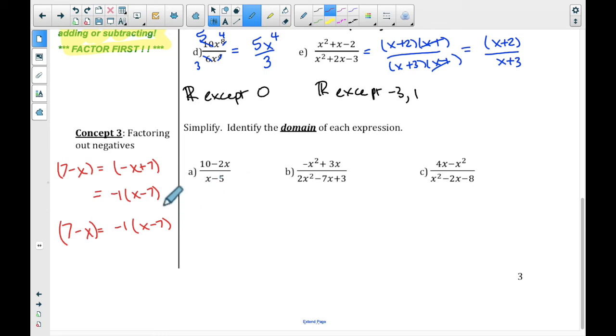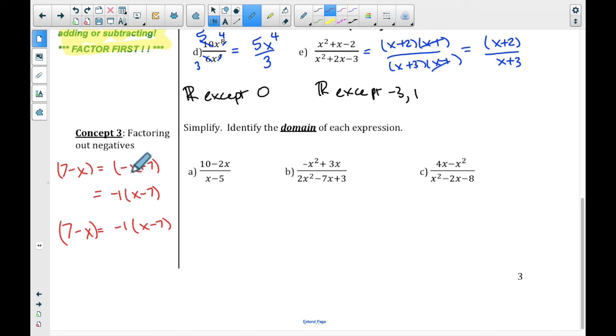Before we even get to these examples, let's take a look at what I've done over here. If I have an expression 7 minus x, you see that that's out of order, right? The standard form would be for the x to come first. So if I rewrite it into standard form, I get negative x plus 7, plus because the 7 was positive. But typically we don't like to have that negative in front of a factor.